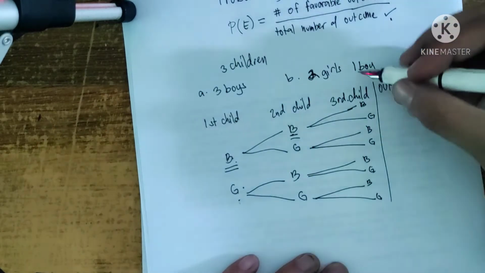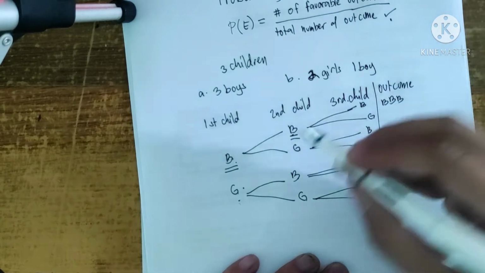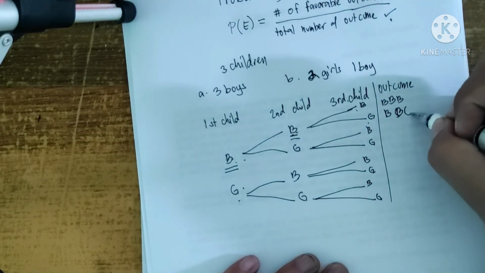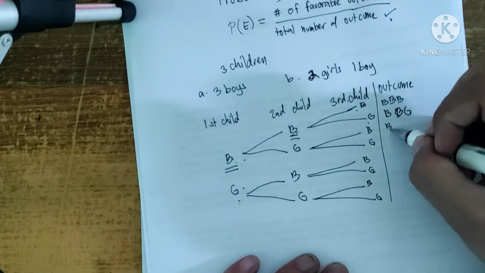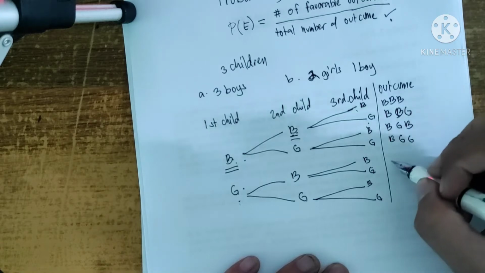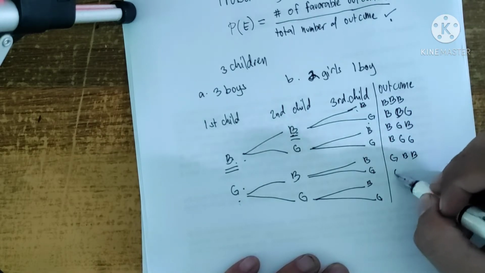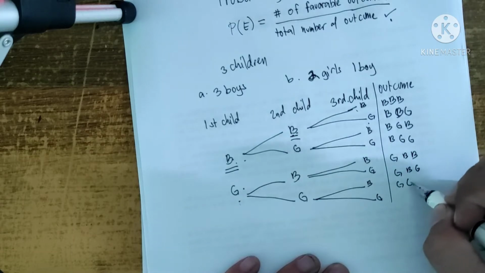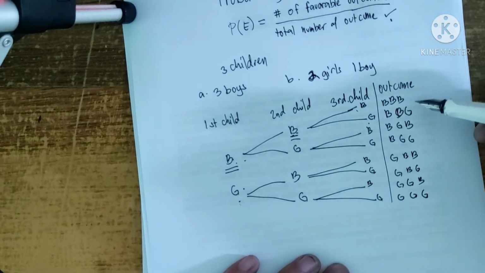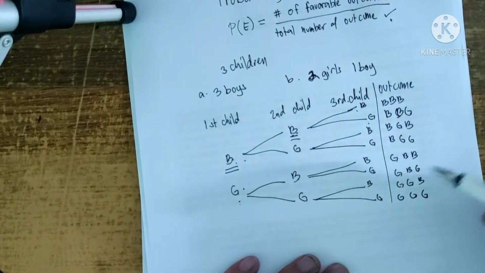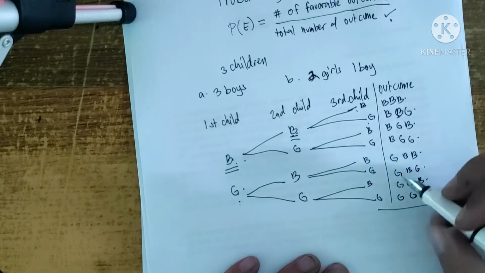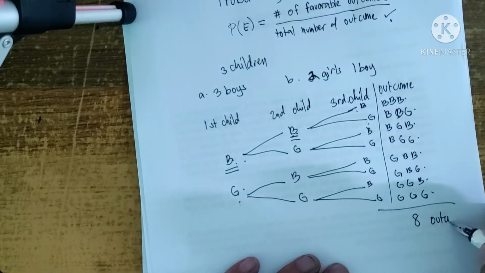Okay. So, first child is boy, boy, boy. Next is boy, boy, girl, or B, B, G. Next is boy, girl, boy, or B, G, B. Next, boy, girl, girl, or B, G, G. Next is girl, boy, boy. Girl, boy, girl. Girl, girl, boy. And girl, girl, girl. Now, that is all the sample space or the total number of possible outcomes. Now, how many are there? 1, 2, 3, 4, 5, 6, 7, 8. So, we have 8 outcomes.